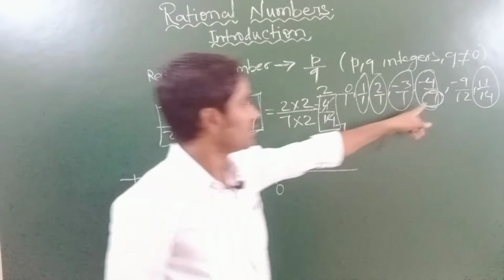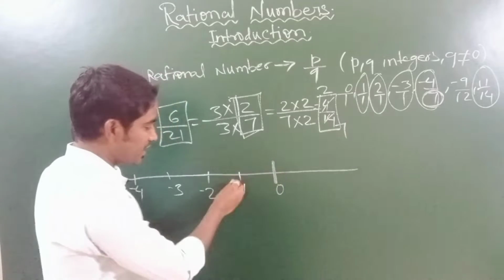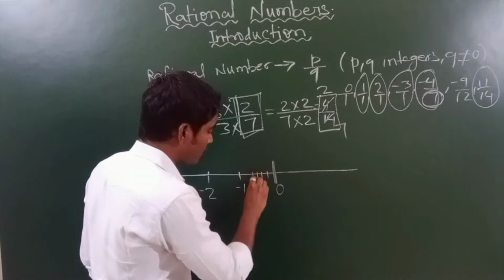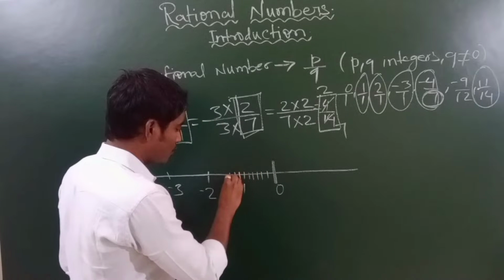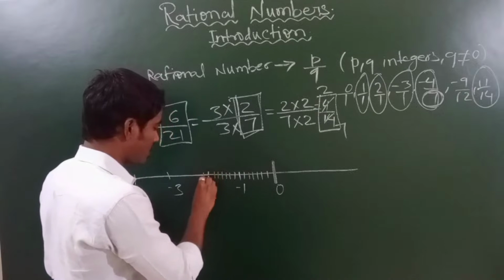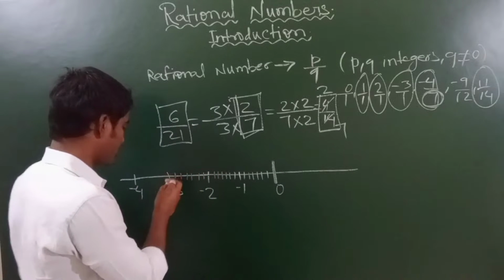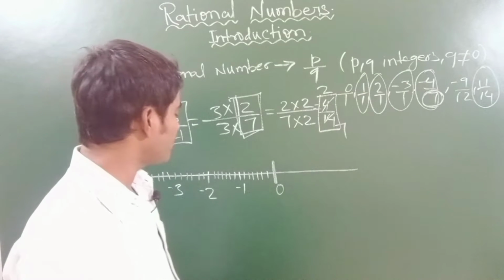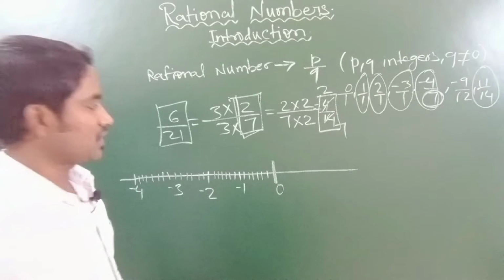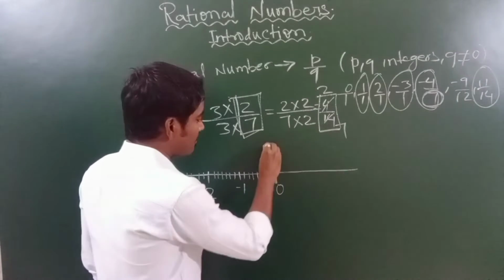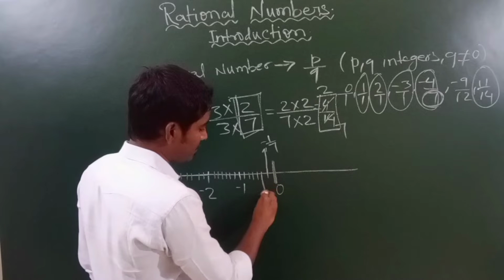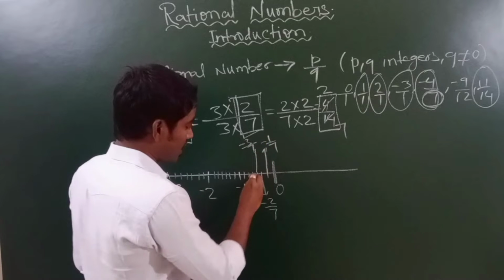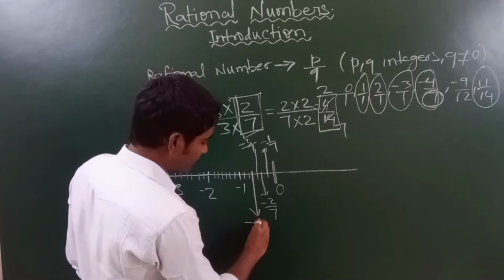And as I told you, since we are having 7 at the denominator, between any interval we will have 7 divisions. So 1 2 3 4 5 6 and 7, 1 2 3 4 5 6 and 7, again 1 2 3 4 5 6 and 7. Okay, now how much do we want, students? We want -4 upon 7. So the very first one will be -1 upon 7, the second one will be -2 upon 7, the third one will be -3 upon 7, and the fourth one will be -4 upon 7.